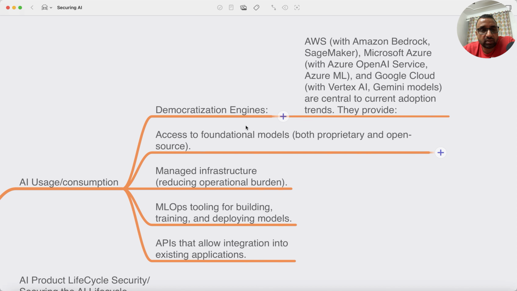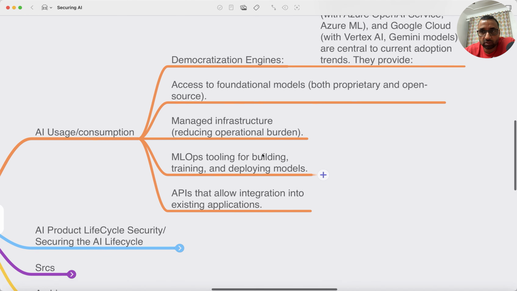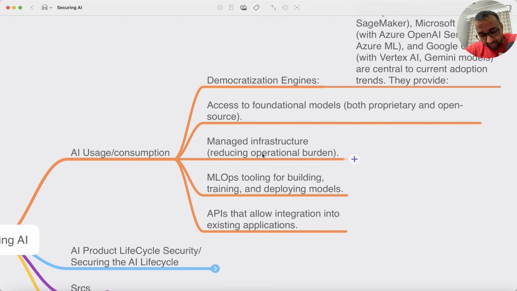So they have made it very easy to access foundational models, both proprietary and open source. They give you the infrastructure in a managed form, which reduces the operational burden, and also the MLOps tooling for building, training, and deploying models. And of course, there's APIs that allow integration into existing applications. So it's very easy to build an AI capability today.